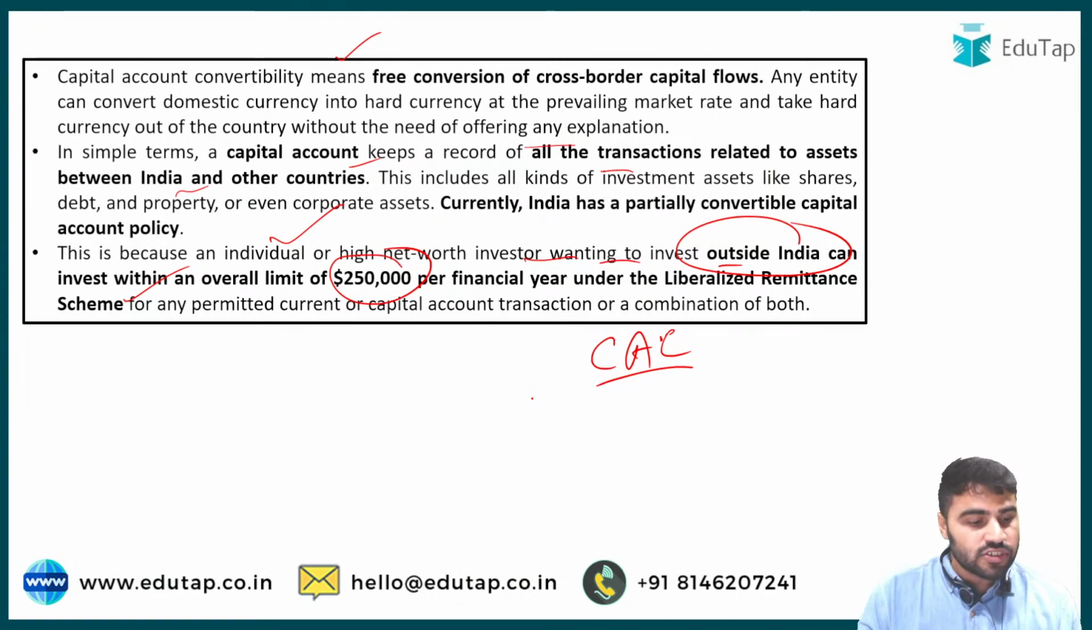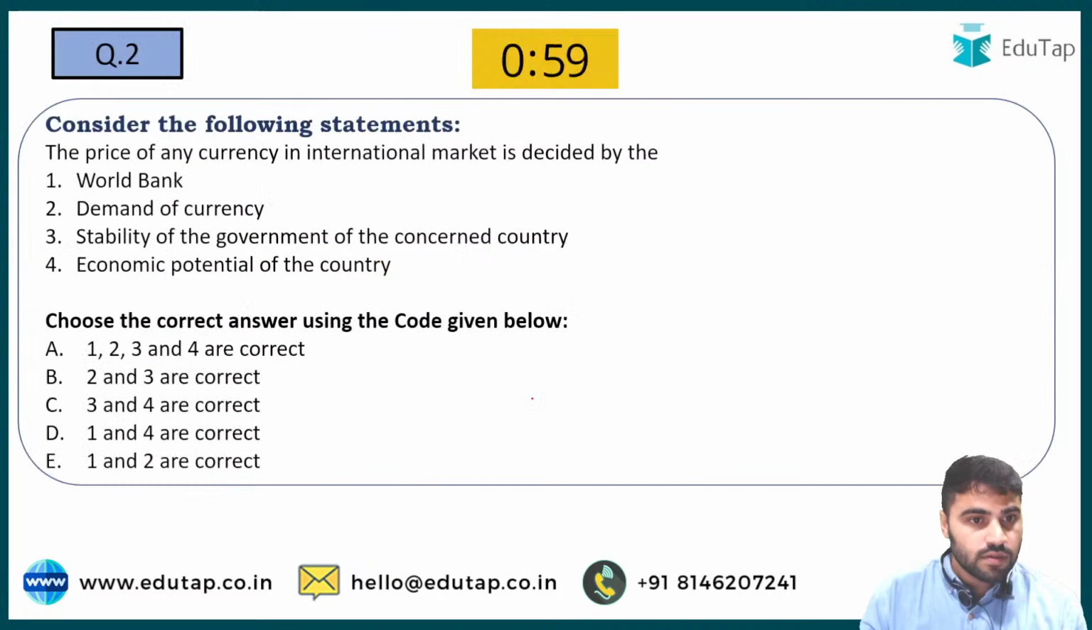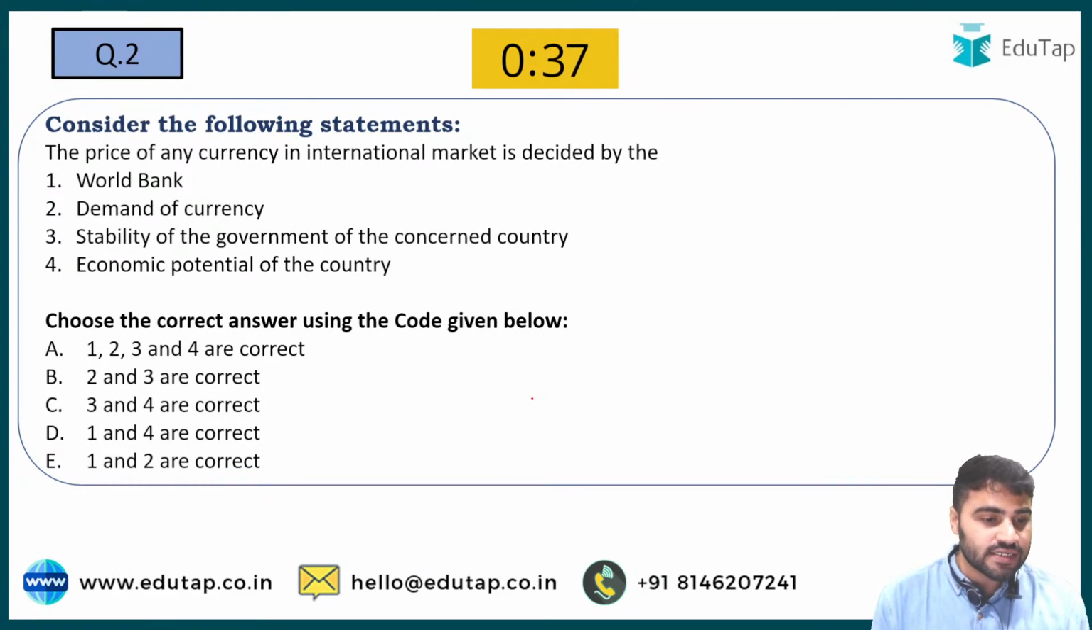Now let's move to question number 2. So guys, question number 2 is, consider the following statements. The price of any currency in the international market is decided by: 1, the World Bank; 2, the demand of the currency; 3, the stability of the government of the concerned country; 4, the economic potential of the country. So guys, you have to read the question carefully. Your options are: 1, 2, 3 and 4 are correct; 2 and 3 are correct; 3 and 4 are correct; 1 and 4 are correct; or 1 and 2 are correct.